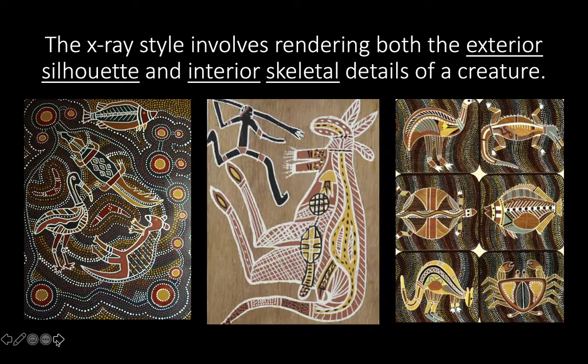Again, it shows an exterior silhouette, the contour lines of the outside shape of an animal, but also the interior skeletal details. So lots of times we see the backbone, maybe the rib cage, the major bones of the body, not every detail, and again, maybe some important organs, frequently the lungs or the stomach. But they definitely were not aiming to get these scientifically accurate. They were referencing some of the important features of the animal.